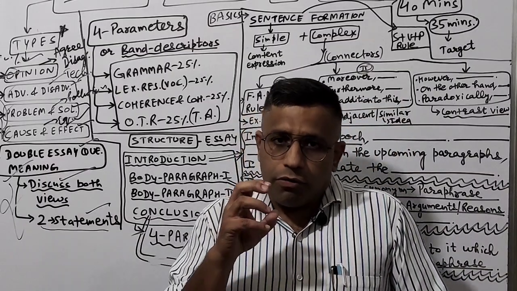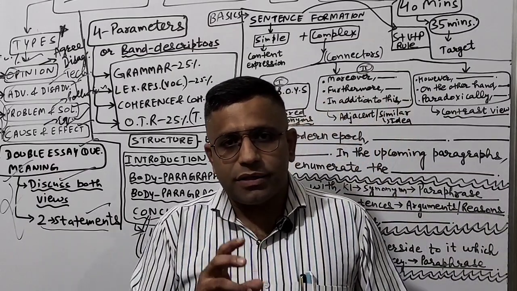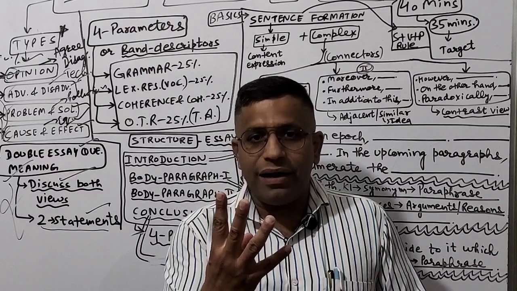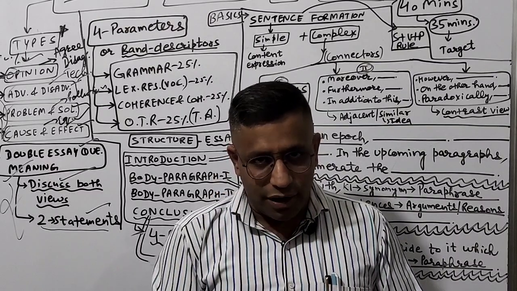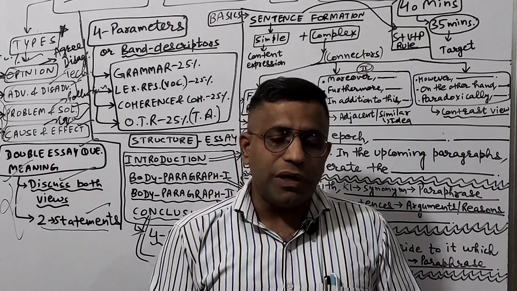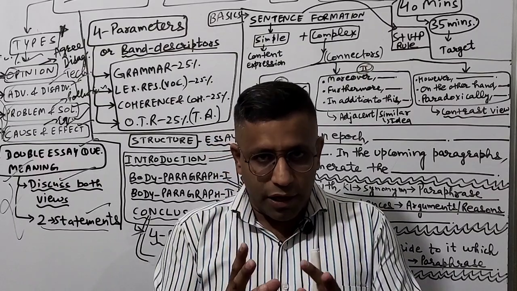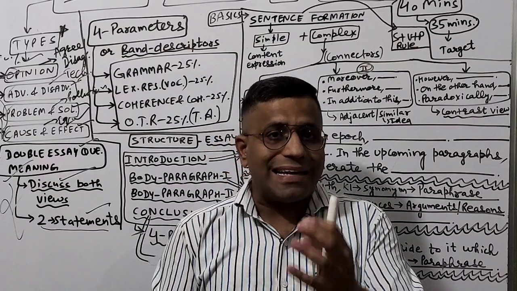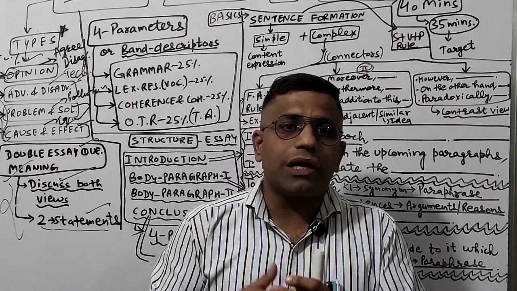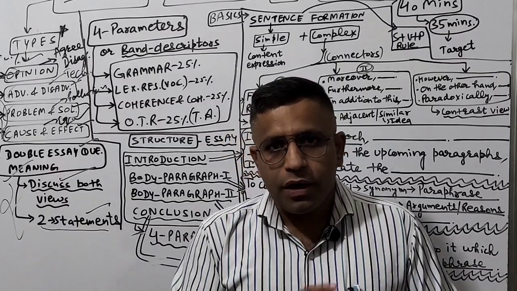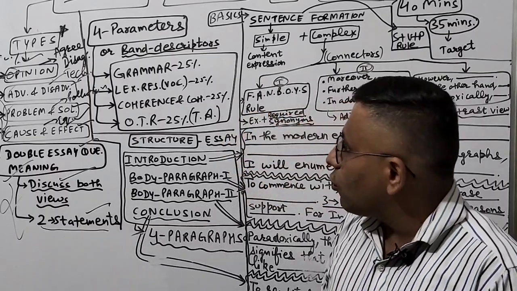Now, very other important aspect is, what are the 4 band descriptors in the IELTS writing task 2? The band descriptors means what are the 4 things according to which your essay is judged and you are given the band score by the examiner. Now, let us understand these all one by one.